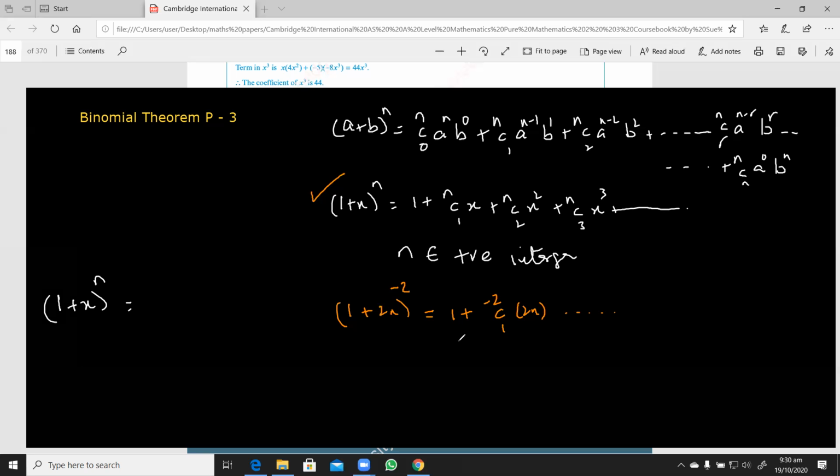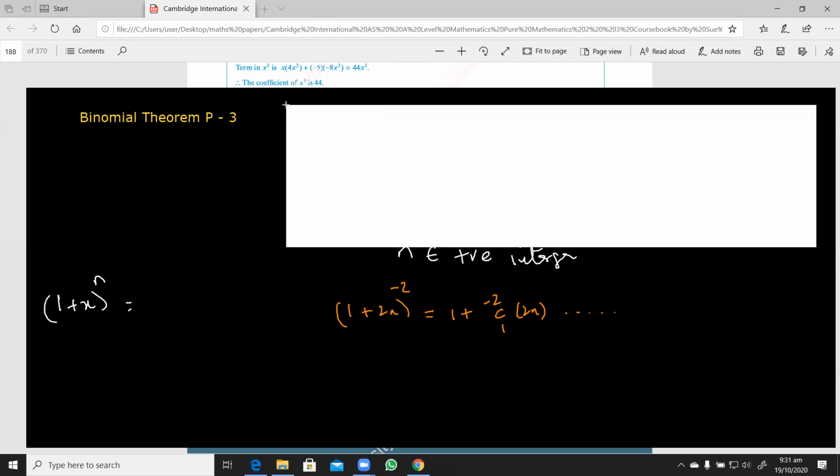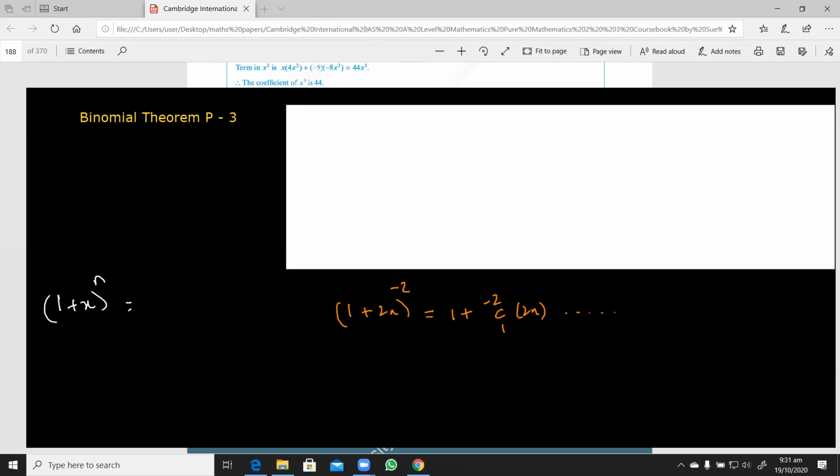Okay, so this (-2)C1 is not possible. You can't find this from the calculators. So now you will have to learn how to deal with this. I'll be explaining this. What is this nCr? Look at this carefully and ask if there is any problem.